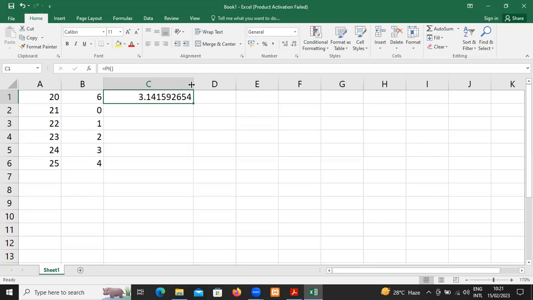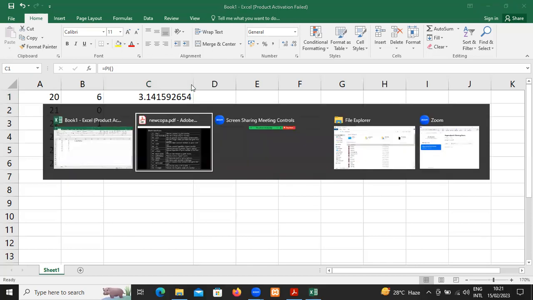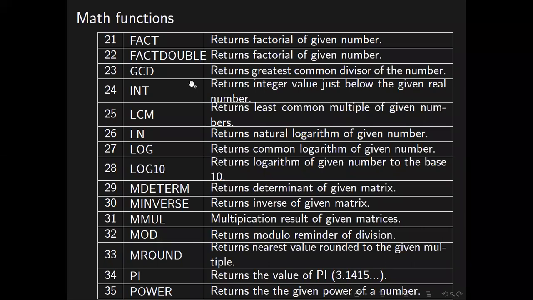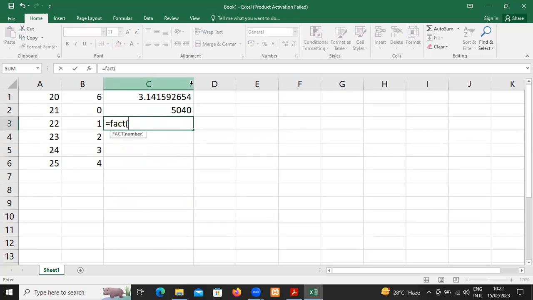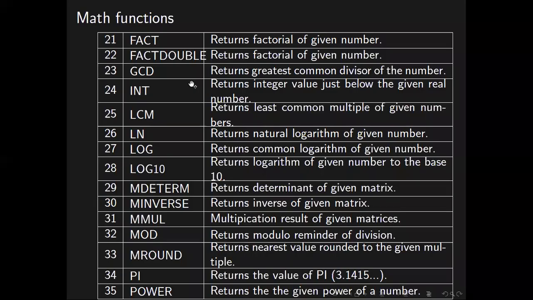The pi represented in mathematics is also represented in MS Excel in the form of the pi function: equals pi, open bracket. Okay. Then fact. Yesterday we wrote a JavaScript program for calculating factorial. Excel also does the same calculation and it will give the same result. Equals fact 7. Fact of 7 should be 5040. Equals fact 6. It should be 120. Okay. I have wrongly started here.